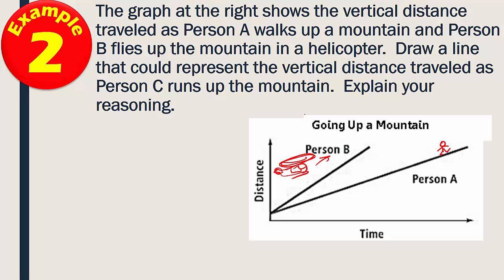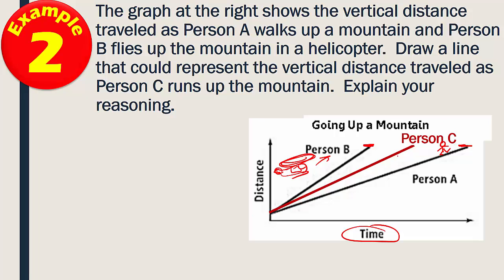And we want to draw a line that could represent the vertical distance traveled as person C runs up the mountain. All right, so we've got person A there walking. Person B is flying in a helicopter. Now notice they're both going the same distance. They stop at the same place. The varying factor is how long it takes them, because this is time down here. So if you're running up, is it going to be as quick as a helicopter? No. Is it going to be faster than walking? Yes. So person C, our runner, would be right in between the two.